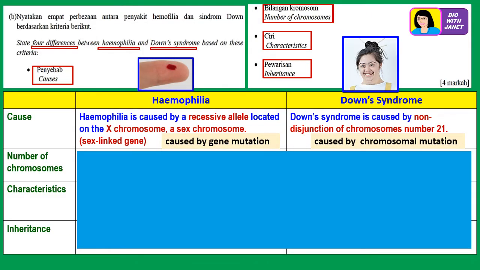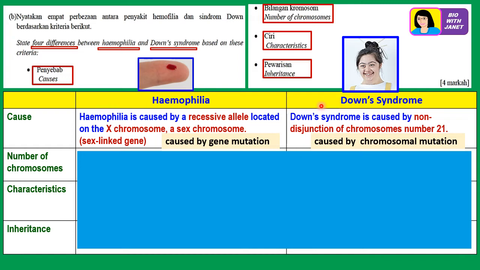This second question is a HOT question, where you have to make a comparison. State 4 differences between hemophilia and Down syndrome based on these criteria: causes, number of chromosomes, characteristics, and inheritance. For differences, you can draw a table and write down all the titles here: the cause, number of chromosomes, characteristics, and inheritance, following the question. Also underline the important words in the question. State 4 differences: hemophilia and Down syndrome. One column is for hemophilia and one is for Down syndrome, to compare directly.